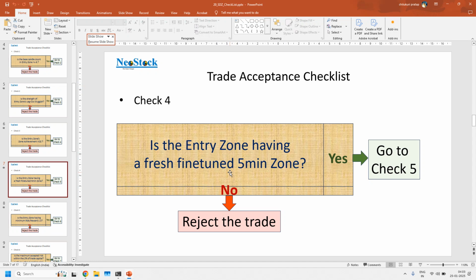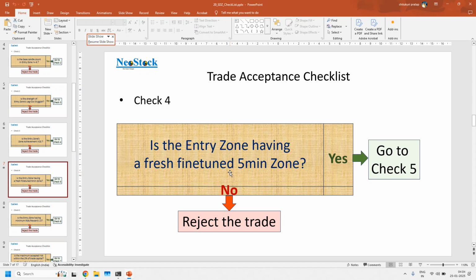You take the trade a little earlier, even before reaching the fine-tuned 5-minute zone. Why? Because you are trading in favor of the trend. Because you are trading in favor of the trend, many times prices may not reach up to the fine-tuned 5-minute zone. Before reaching the fine-tuned 5-minute zone, prices will start moving up again if it is a demand zone, or moving down if it is a supply zone. If that is the case, you will be missing the trade.